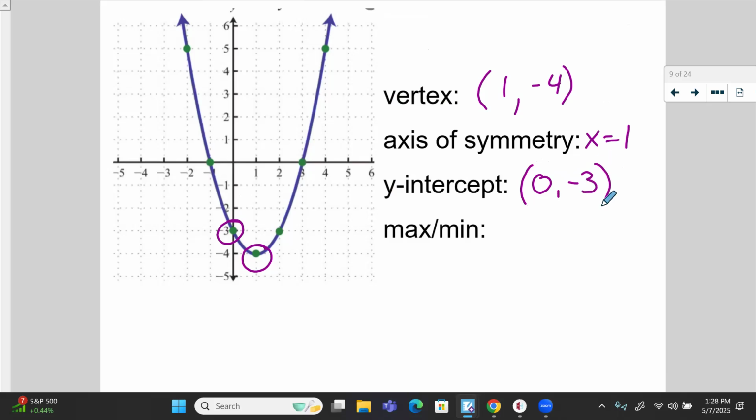And again, the last thing we need to identify is our max or minimum value. From looking at this visualization, it does have a minimum because that's the furthest down point. And if you remember, the minimum is the y value of your vertex. So our minimum is -4.